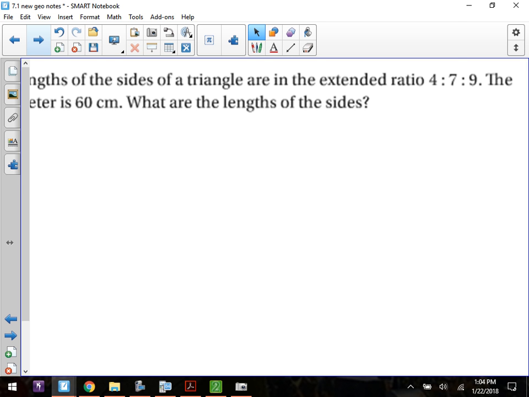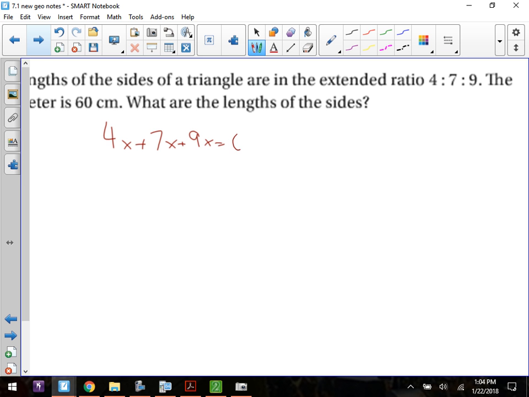So again, math is mathing, and it's not that bad. What do you get? 3 total, I think. You get 20. What's the answer? So you get sides of 12, 21, and 27.